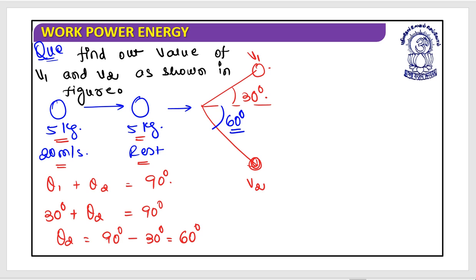If this is 30, this should be 60 degrees. I hope this is clear. So this theta 2 could be written as 60 degrees. Now what we are supposed to do is conserve the momentum in the horizontal direction and in the vertical direction. So let's begin with conservation of momentum.